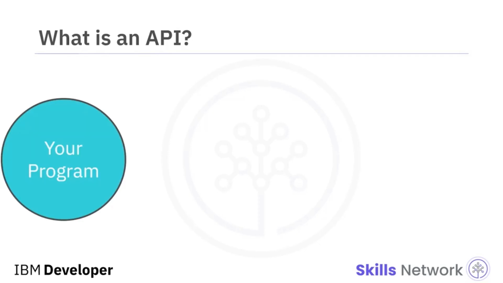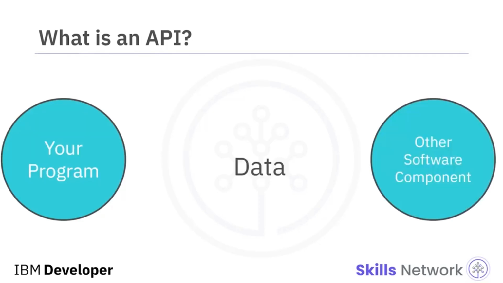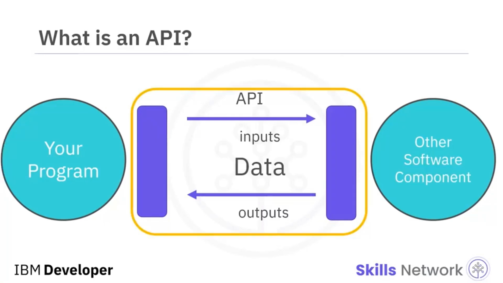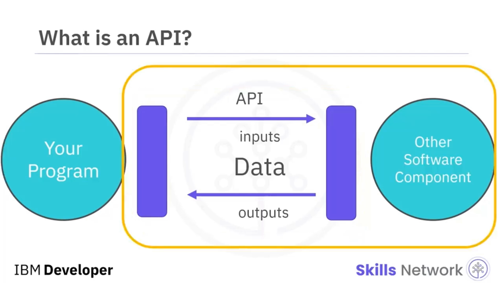For example, in a program, you have some data and other software components. You use the API to communicate using inputs and outputs without knowing what happens at the back end. The API only refers to the interface. It is the part of the library you see while it contains all the program components.